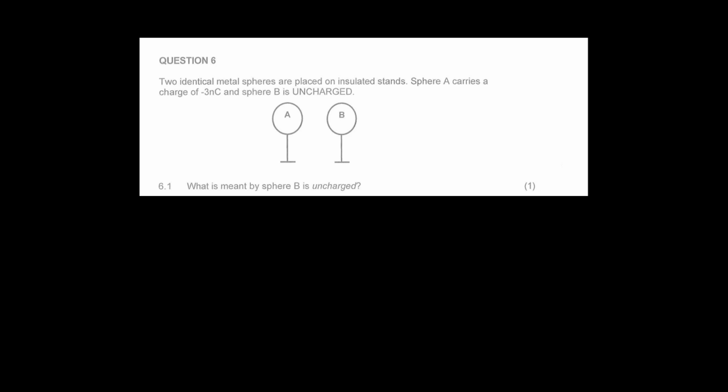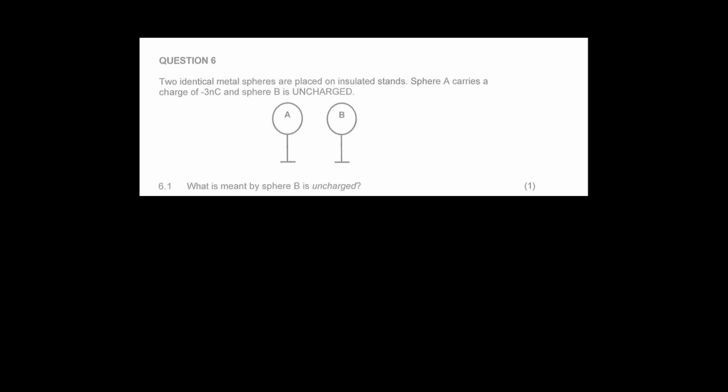Question 6. Two identical metal spheres are placed on insulated stands. Sphere A carries a charge of -3 nanocoulombs and sphere B is uncharged. Uncharged is written in capital letters, showing us that it is very important for you to note that sphere B is uncharged. We have two metal spheres, A and B.